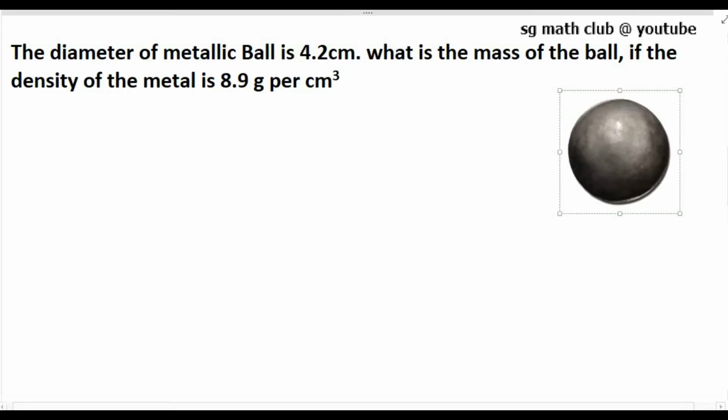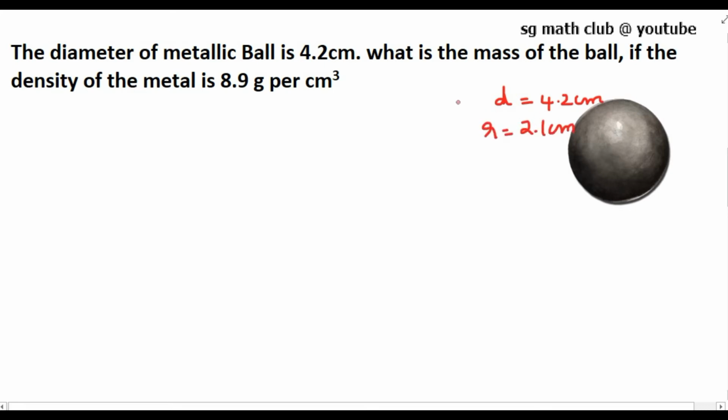Let's do some problems based on the volume of sphere and hemisphere. The first question: the diameter of a metallic ball is 4.2 centimeter. This metallic ball is in the shape of a sphere. They have given the diameter as 4.2 centimeter, so the radius will be 2.1 centimeter. We need to find the mass of the ball. They have given the density of this metal as 8.9 gram per centimeter cube.